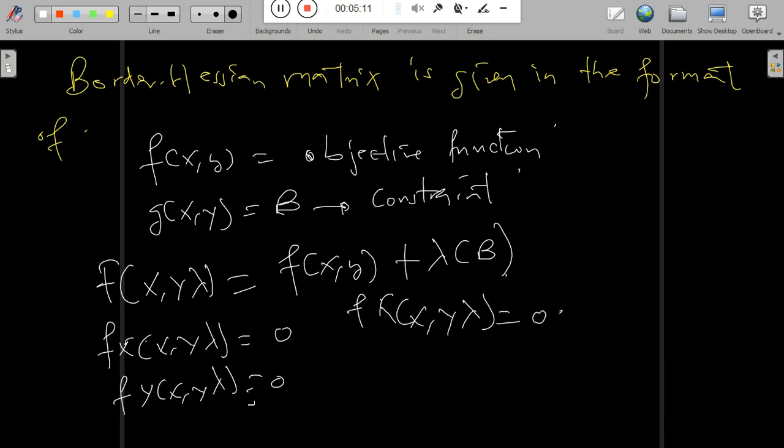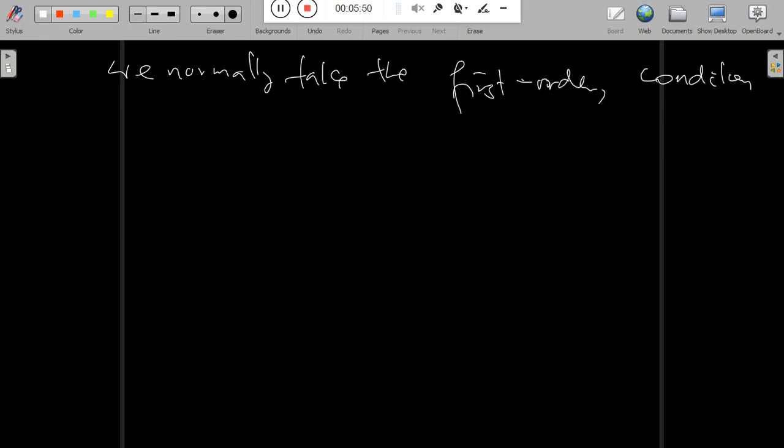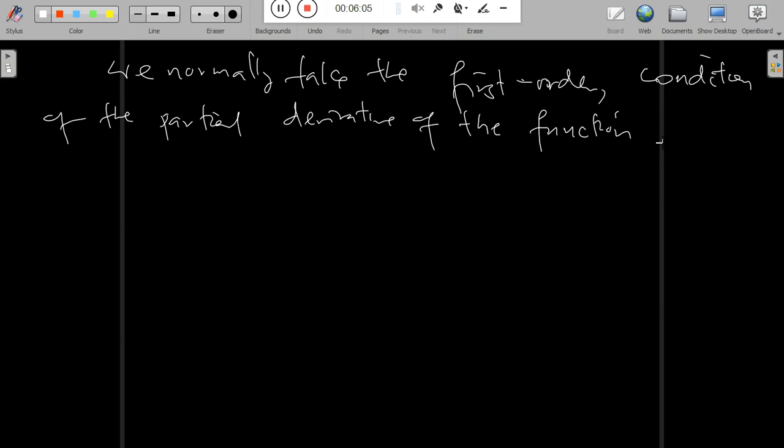So we take the function L_x(x,y,lambda), which we equate to 0. We apply the first order derivative from the given function. We also apply L_y(x,y,lambda) equal to 0, and L_lambda(x,y,lambda) equal to 0. So we actually take the first order conditions from the given function, whereby we take the partial derivatives of the function with respect to the given variables, that is x, y, and lambda.